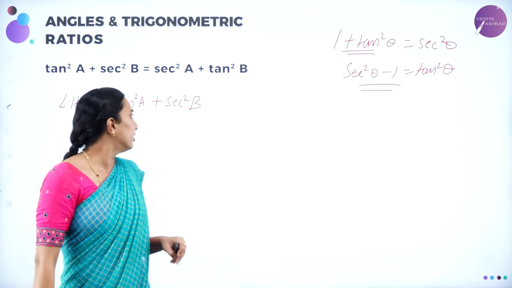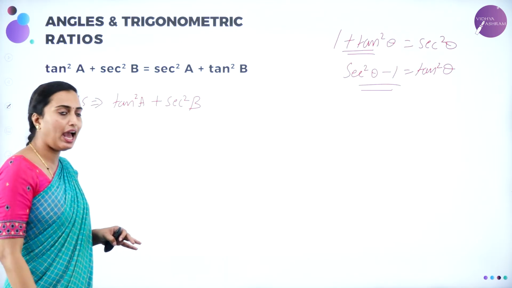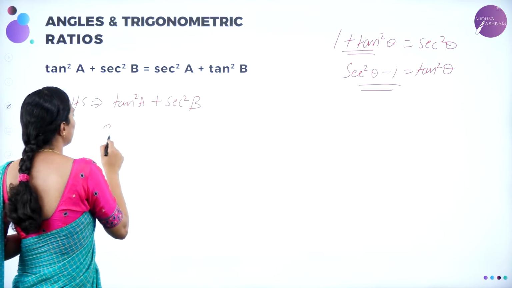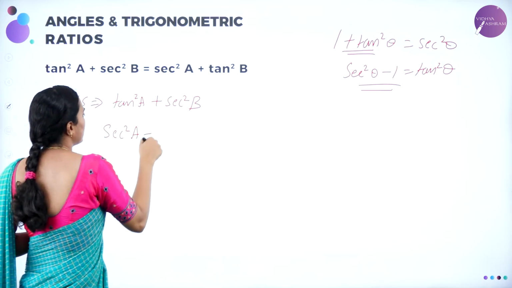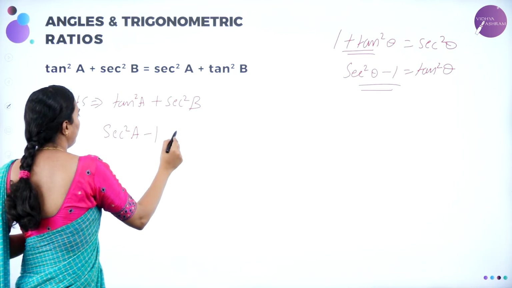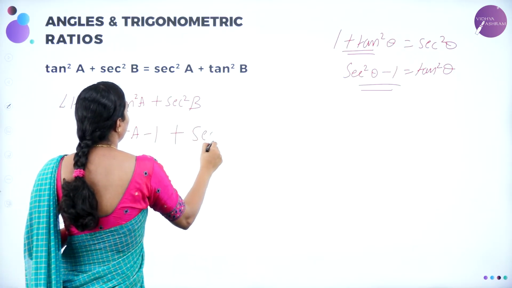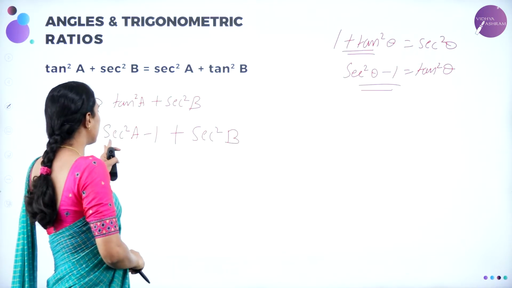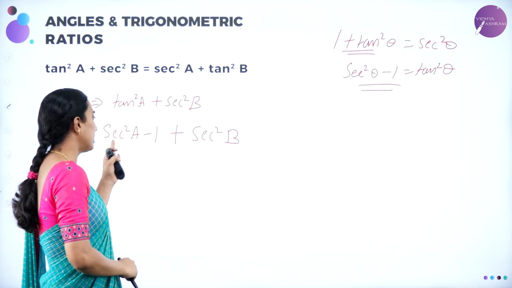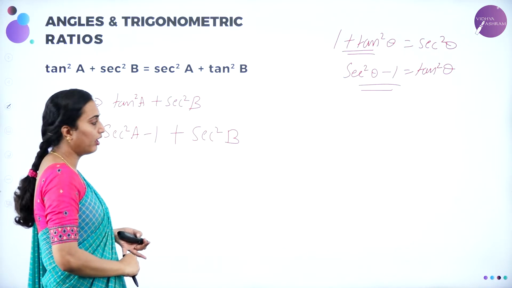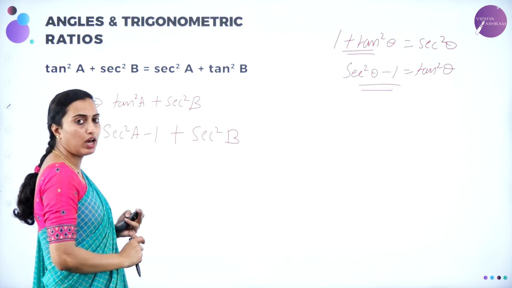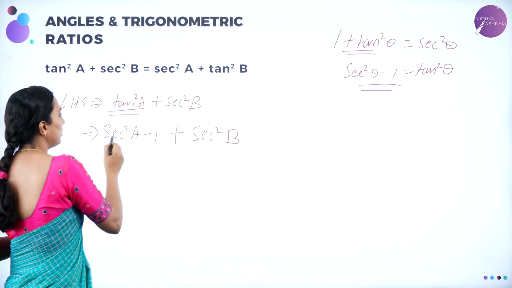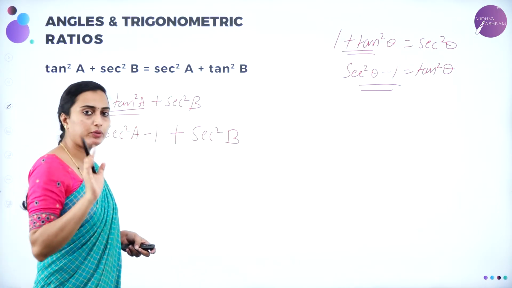Now I can write this tan squared A as secant squared theta minus 1, which is secant squared A minus 1, plus secant squared B. Correct? Now this secant squared A can be written as 1 by cos squared A, and this as 1 by cos squared B. You have written tan squared A as secant squared A minus 1, plus secant squared B as it is.